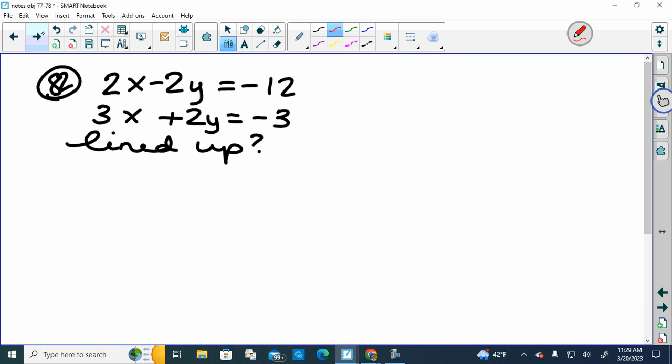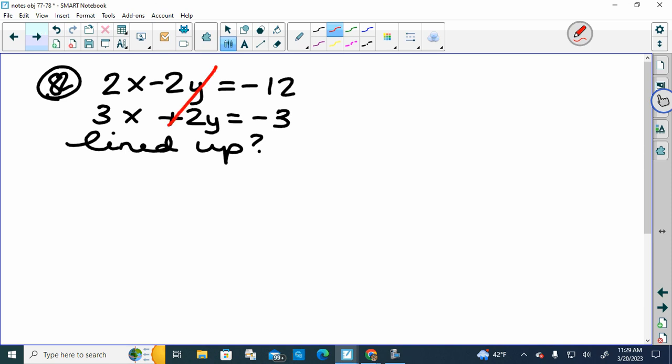Okay, so elimination, what you need is one of the variables to have the same number, and then one needs to be a positive, one needs to be a negative. Do you see that anywhere? 2, right, for the y? Okay, so that means this one's already set up for us. We don't have to change things to get them to be the same number, and one's positive, one's negative. So this has already been eliminated then.